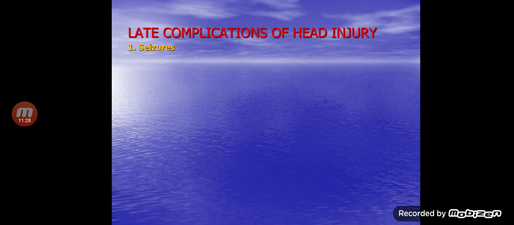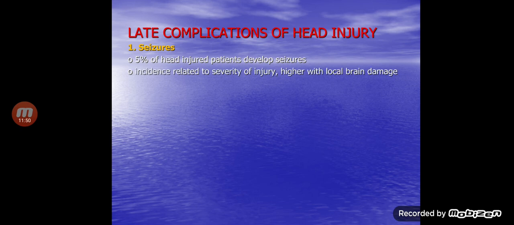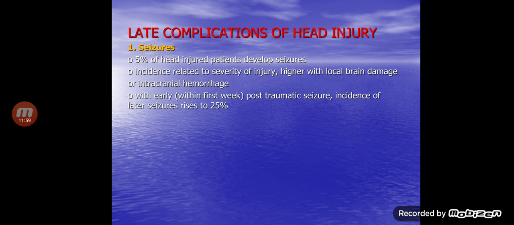Late complications of the head injuries. Head injuries may result in a vast majority of complications. These are called the late complications. The late complications may include seizures. 5% of the head injured patients can develop seizures, the incidence being related to the severity of the injury, being higher with local damage or intracranial hemorrhage.